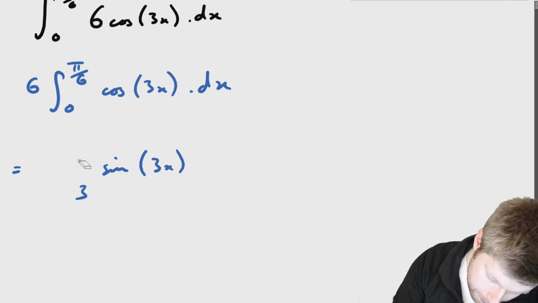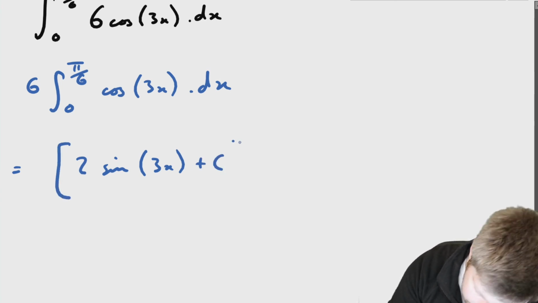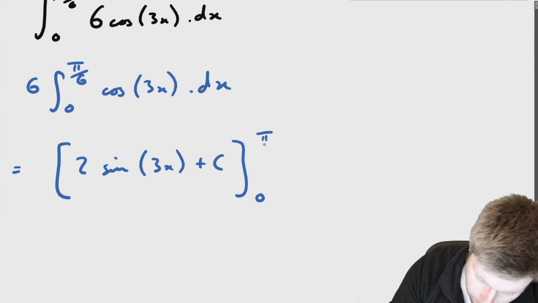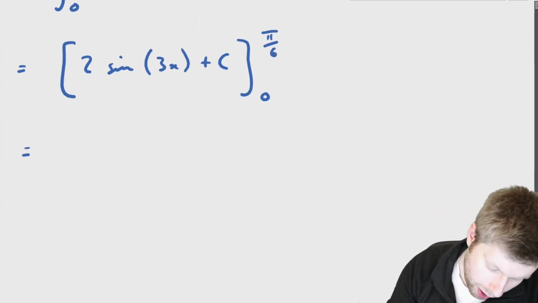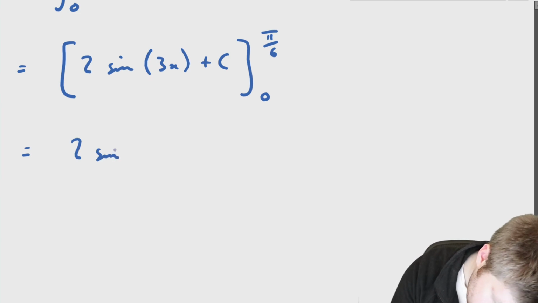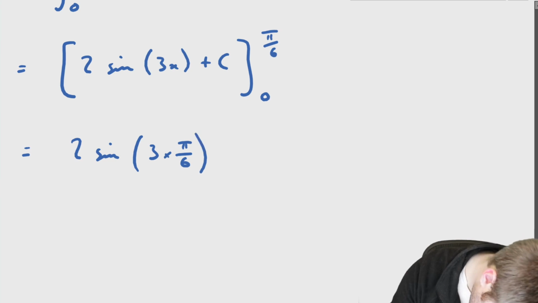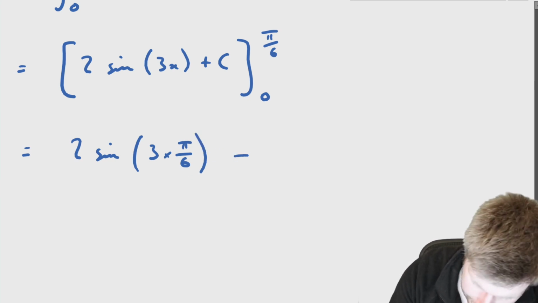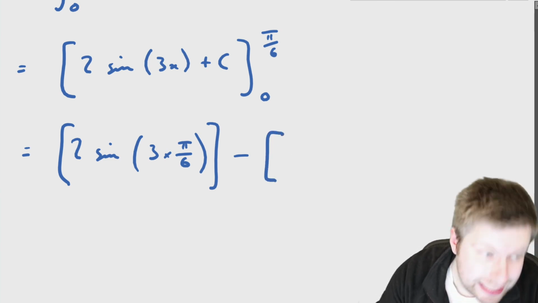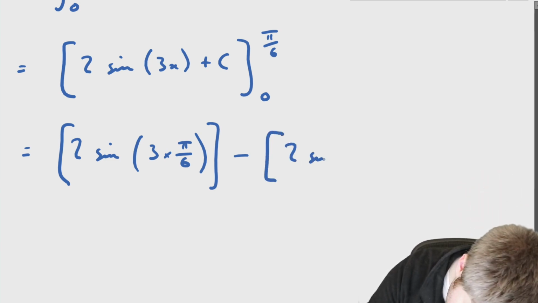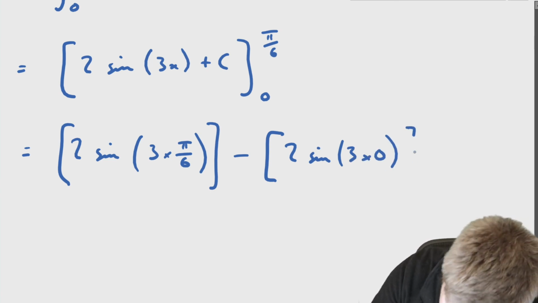So 6 times a third, that just gives me 2. Now, of course, I've still got plus c, and I need to put in my limits, so between 0 and pi by 6. So same idea as before. All I need to do, first of all, is put in my pi by 6. So I end up with 2 sine of 3 lots of pi by 6. And then I need to take away, so plus c, but I know they're going to cancel anyway. Then I need to take away putting in 0 into this function. So I get 2 sine of 3 times 0, then plus c, which is just cancelled anyway.